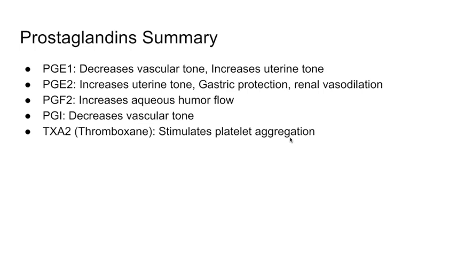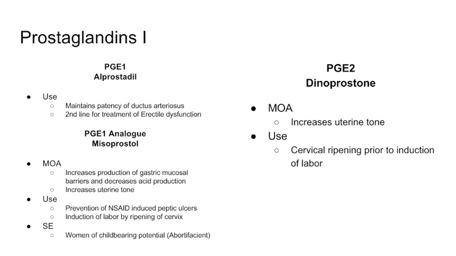So if we have an understanding of prostaglandins, we can make drugs that mimic prostaglandins that can help us clinically, or we can decrease making the prostaglandins or the leukotrienes. So with that in mind, we can start talking about the drugs that mimic the prostaglandins. The first one that we're going to talk about is prostaglandin E1, PGE1, and the drug that mimics it is called alprostadil.